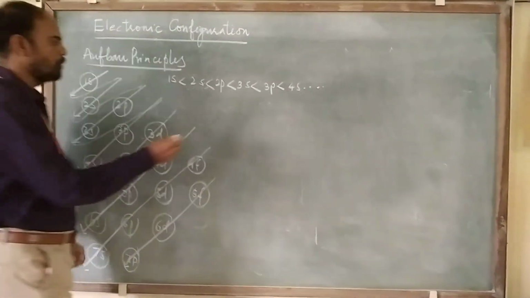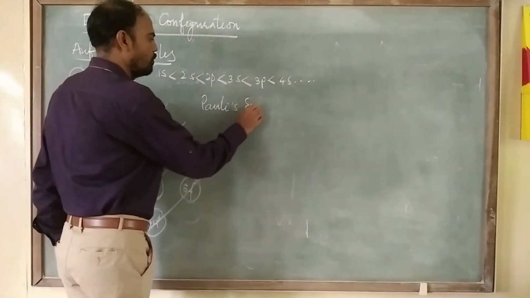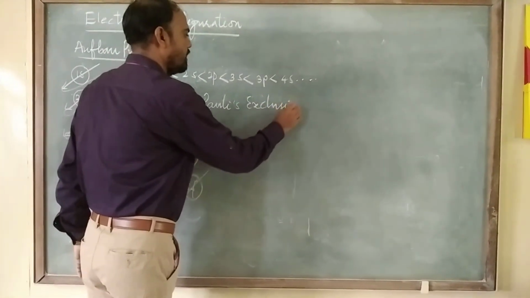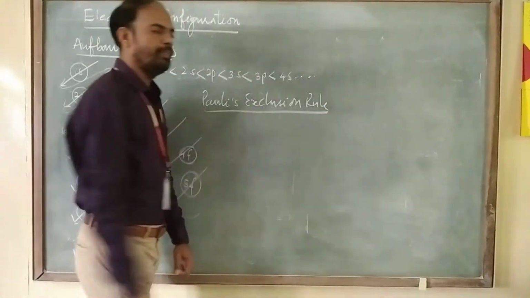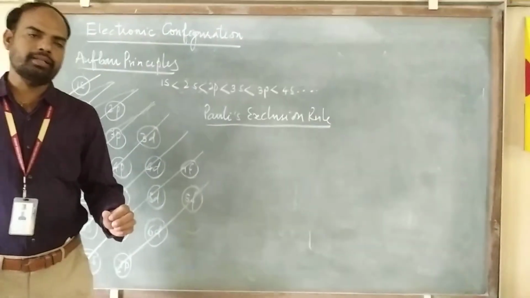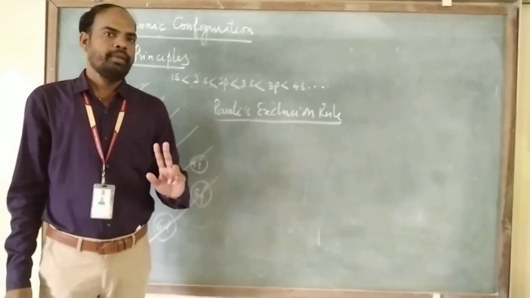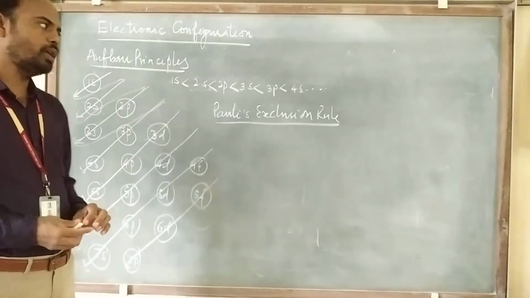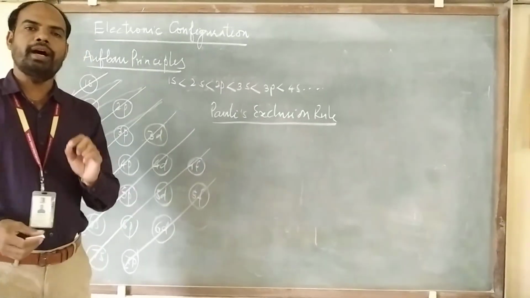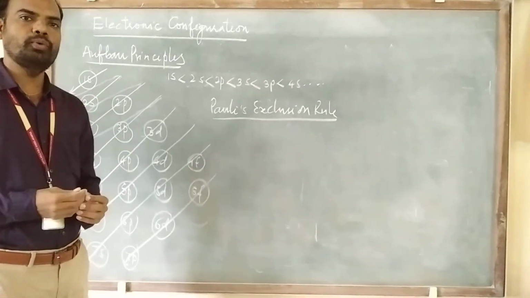Now Pauli's exclusion rule. According to this rule, it is impossible for any two electrons of an atom to have the set of four quantum numbers identical. In other words, in one orbital a maximum of two electrons can be placed, with opposite spin.